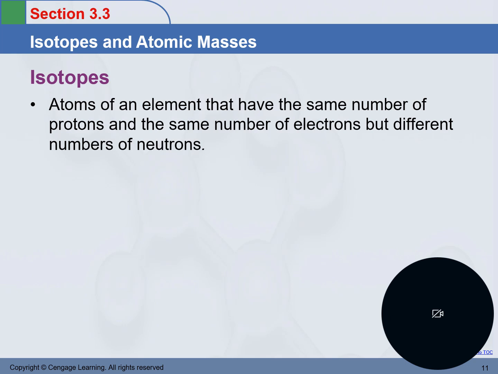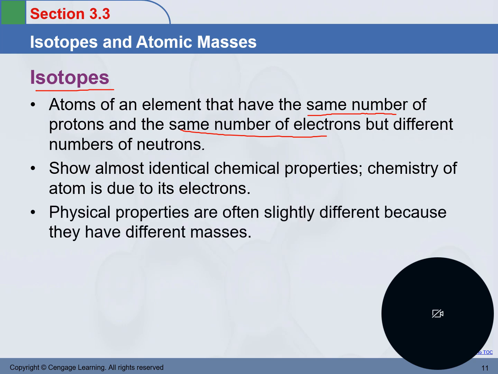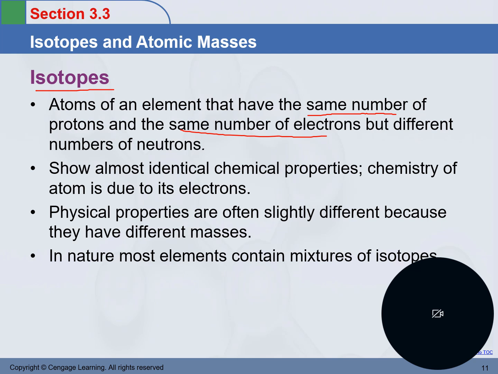Section 3-3 deals with isotopes and atomic masses. So to define what an isotope is, it's going to be atoms of the same element that have the same number of protons, or the same atomic number, which means they have the same number of electrons, but they have a different number of neutrons. So our mass number is going to be different. They show almost identical chemical properties because everything in chemistry and their chemical properties is going to be based off electron properties and their configurations. Physical properties are often slightly different because they have different masses, and in nature most elements contain a mixture of isotopes.